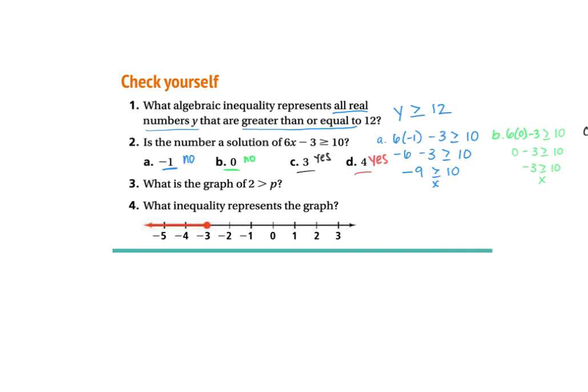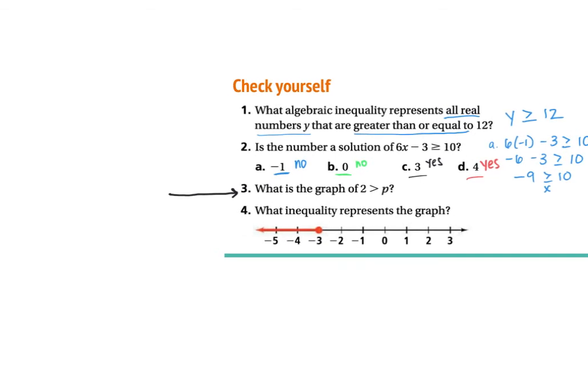All right, for number 3. What is the graph of 2 is greater than P? So let's draw a nice little number line. Like this, 0, 1, 2, 3, -1, -2, -3. Okay, and we've got, what is the graph of 2 is greater than P? So P is going to be less than 2.